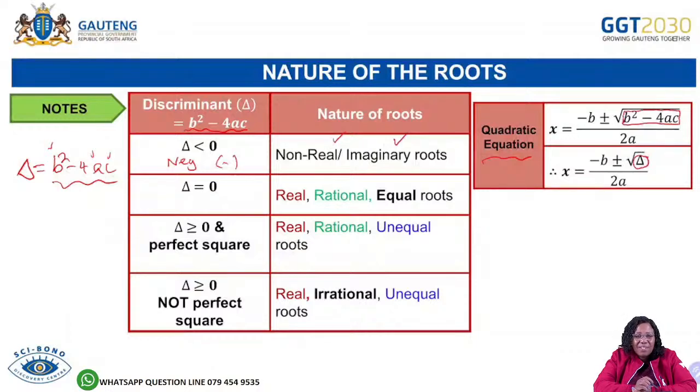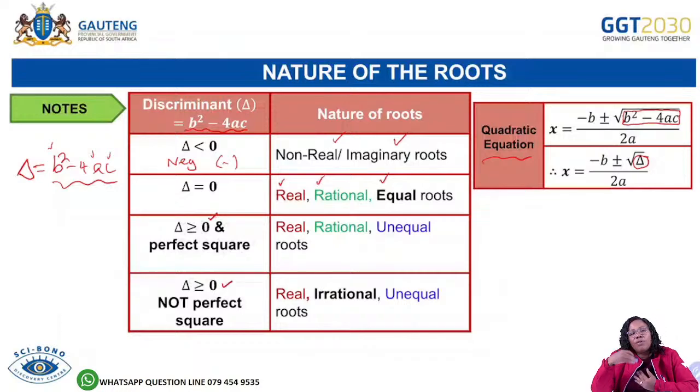Your graph will never touch the x-axis. And now if you calculate the discriminant and your answer is 0, therefore your roots are real, rational, and equal. Real, rational, equal, RRE, okay? And then if you find that your discriminant is greater than or equal to 0, a positive number, starting from 0 to positive numbers, that case satisfies these two conditions.